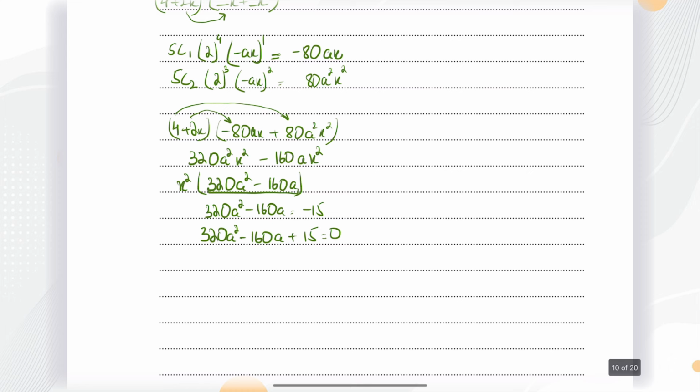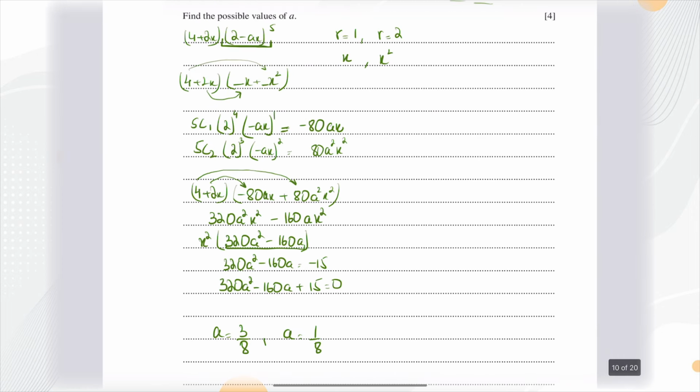So 320, minus 160, and 15. One value of a is equal to 3 upon 8 and the other value of a is equal to 1 upon 8. And there you go, that's the answer. Now, any questions?